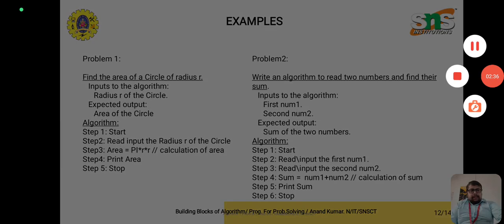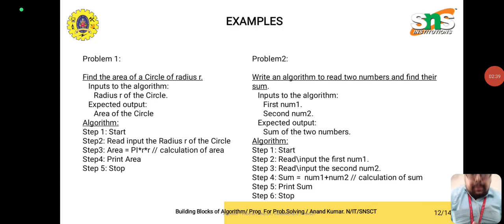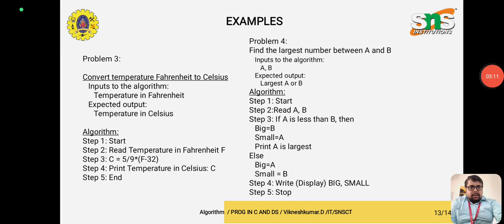Next we will see the examples. First, we are going to see the area of a circle with radius r. This is an example of an algorithm. First, this is called sequential control flow. We start, read the input radius of the circle, calculate the area, print the area, and stop. Next is a problem consisting of two numbers, where we find the sum. This is also a sequence.